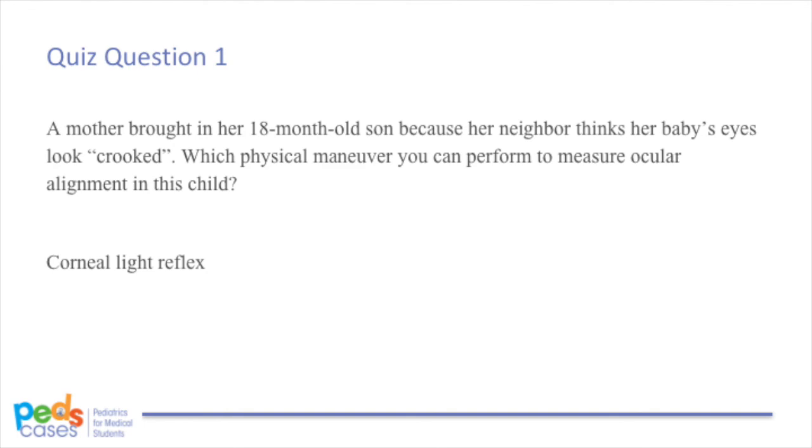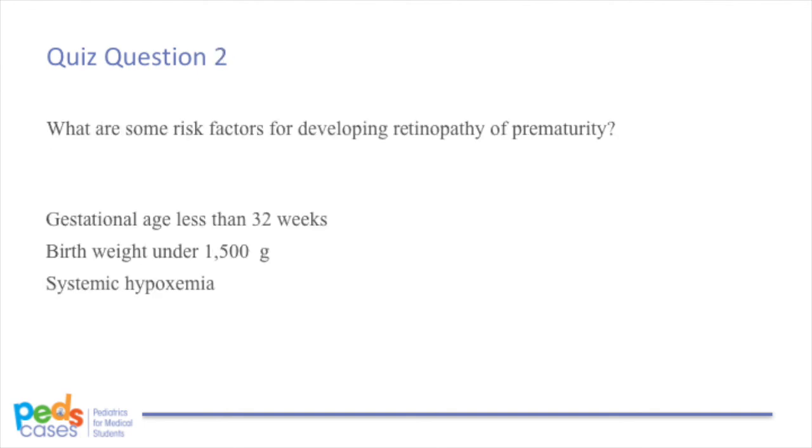The answer is corneal light reflex. What are some risk factors for developing retinopathy of prematurity? The answer is gestational age less than 32 weeks, birth weight under 1,500 grams, and systemic hypoxemia.